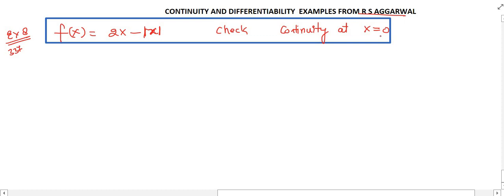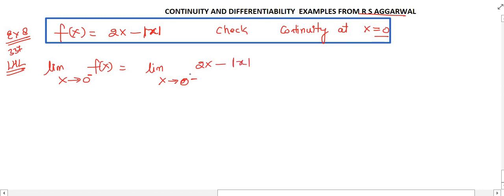Okay, let's start the solution. Let's calculate LHL first. For LHL, we know the limit x is tending to 0 minus, because we have to check f(x) at 0 minus. Here the function has only one definition, for 0 minus or 0 plus, correct? So we will just take whatever is given: 2x minus mod of x.